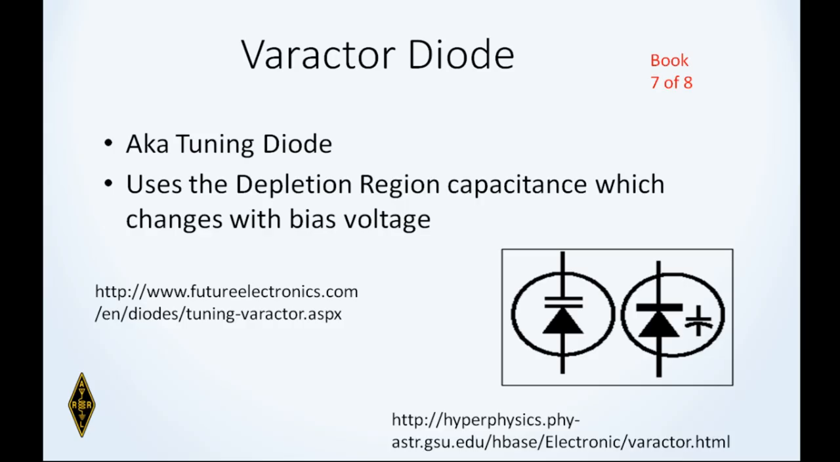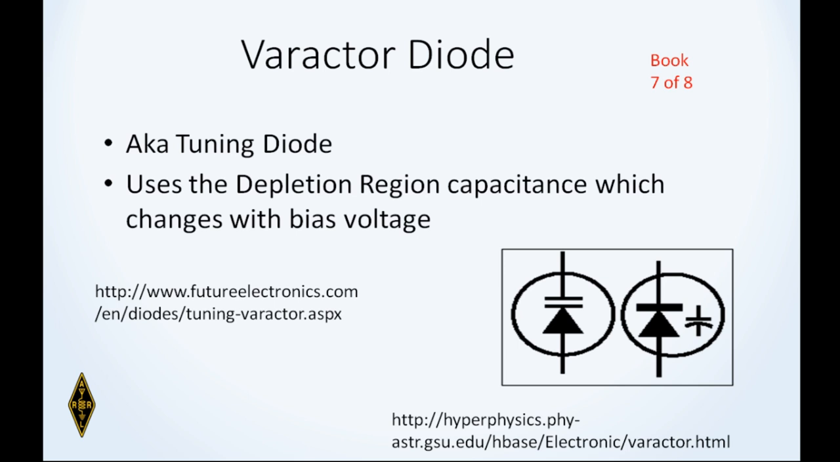And so your tuning knob on your radio might actually be changing a DC voltage, which is then in turn changing a variactor capacitance, which is tuning your radio. So variactor diodes, also known as tuning diodes.